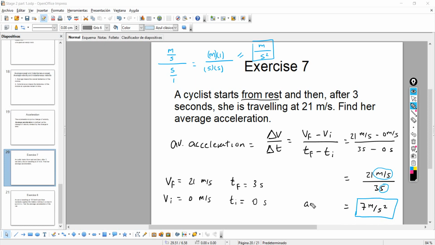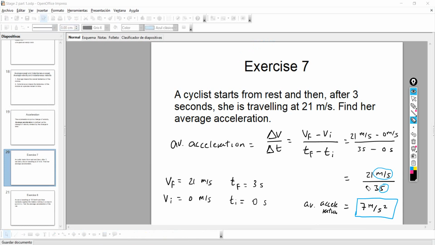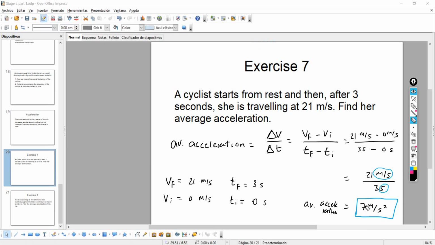That is the average acceleration for this particular cyclist. And how can we interpret this value, guys? What does it mean in simple words? Well, what it means is that on average, during this motion, this cyclist was increasing its velocity 7 meters per second each second. I'm going to repeat that. In this motion, this cyclist was increasing its velocity 7 meters per second each second. That's what it means.